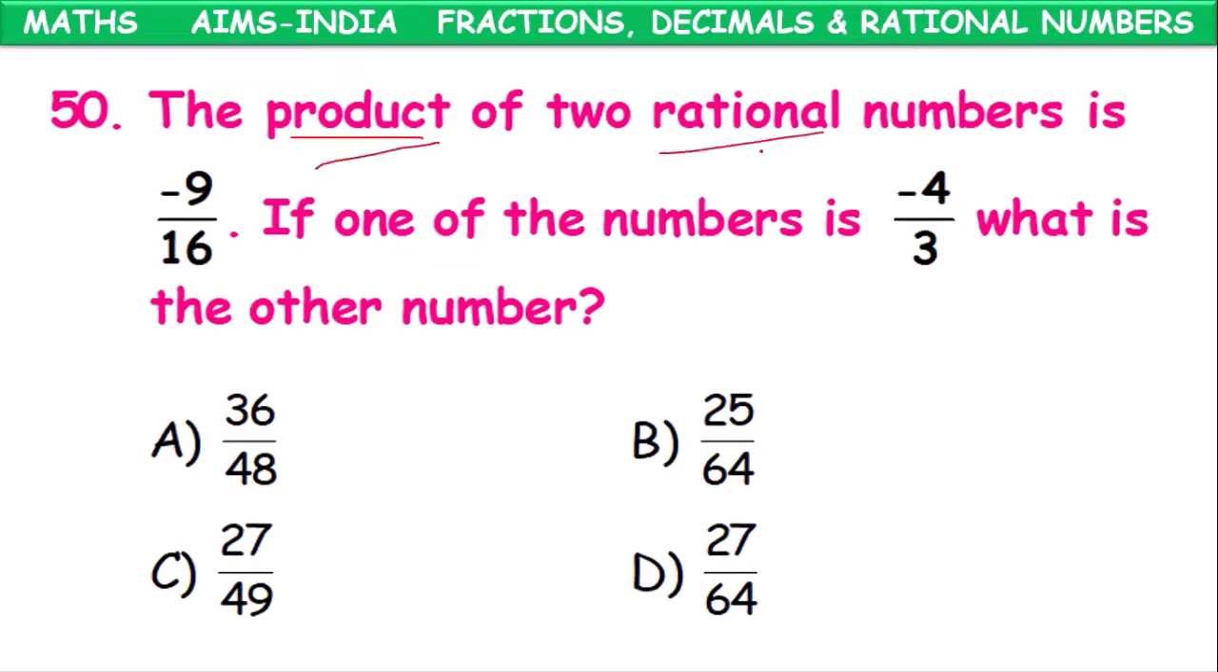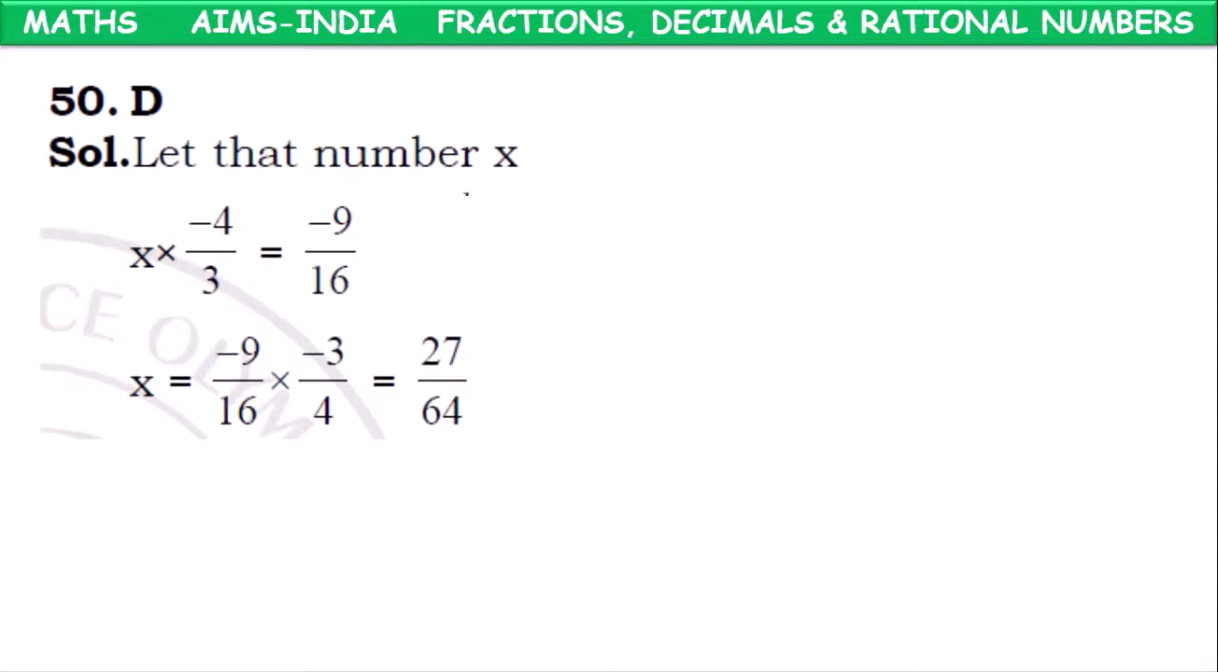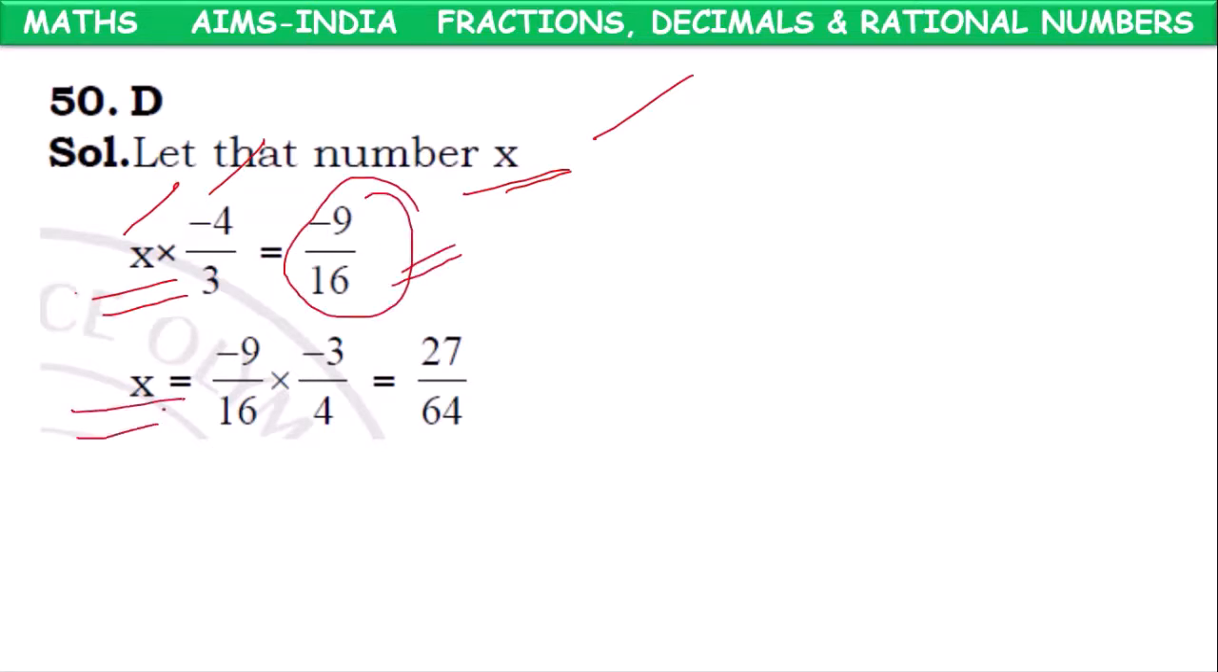The product of two rational numbers is minus 9 by 16. If one of the numbers is minus 4 by 3, what is the other number? Let the other number be x. Product of the other number and the first number equals minus 9 by 16. The first number will come to the right hand side and become its reciprocal, minus 3 by 4, because minus is to be kept for the numerator.